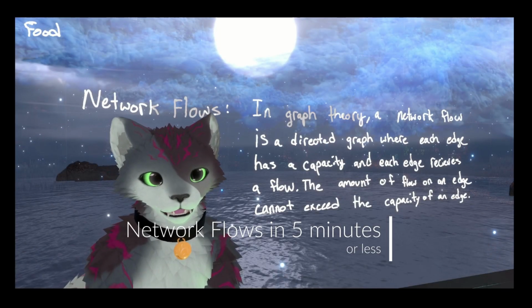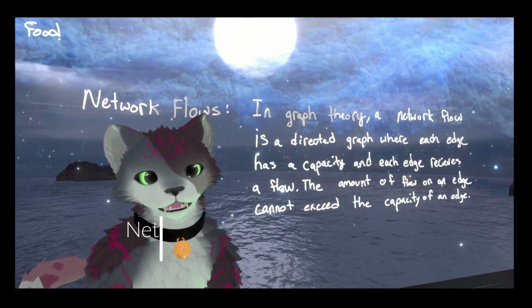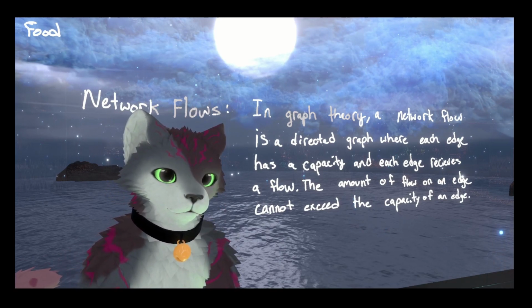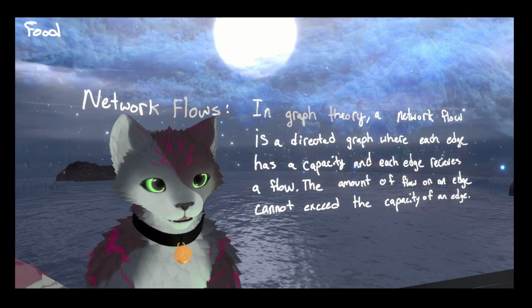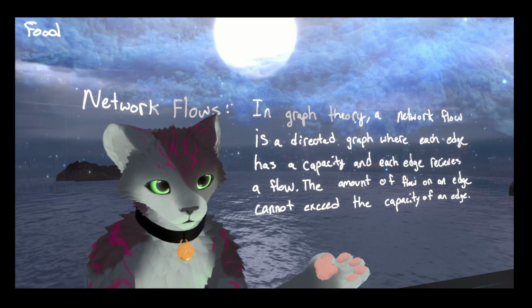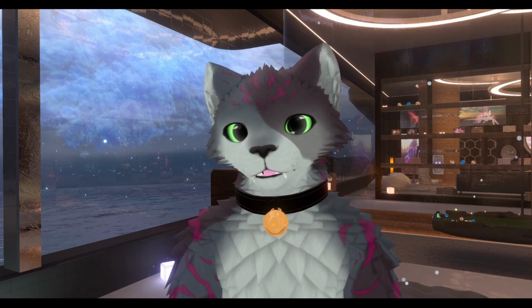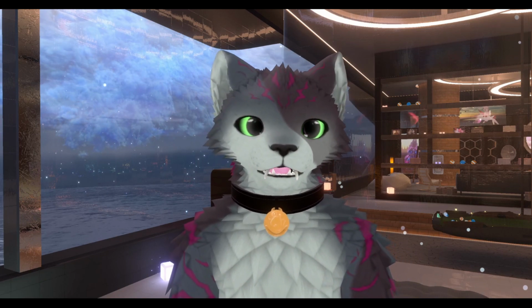By definition in graph theory, a flow network is a directed graph where each edge has a capacity and each edge receives a flow. The amount of flow on an edge cannot exceed the capacity of an edge. In other words, network flows are a way to model the movement of goods, information, or any other resource through a network. Let's first start by constructing a graph by adding some nodes.